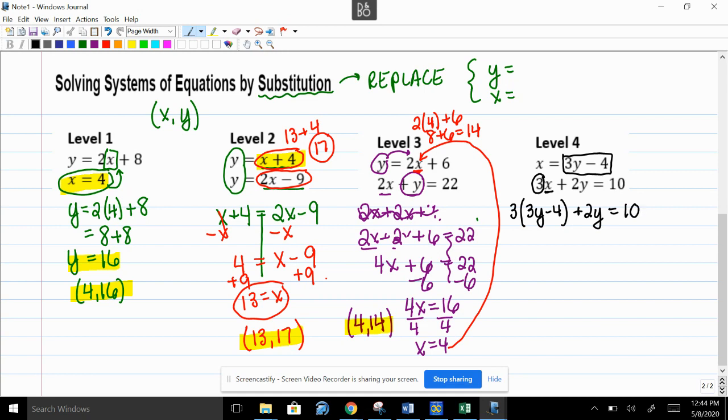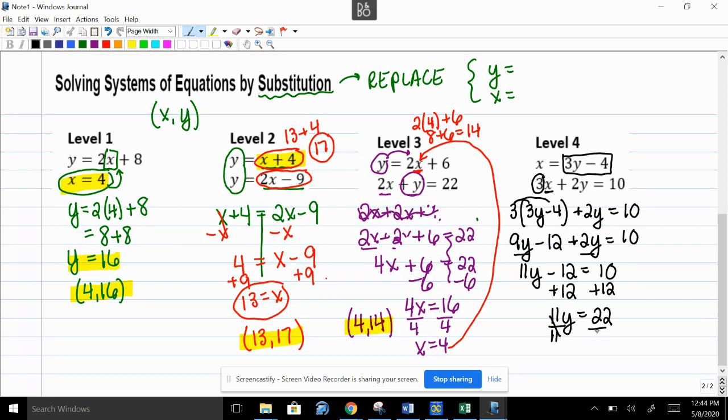Hopefully you guys understand that, right? You got to put the two things in there. The 3 does not go anywhere. So this means I'm going to have to distribute here. 3 times 3y is 9y minus 3 times 4, which is 12, plus 2y is equal to 10. Combine the like terms, a 9y and a 2y make an 11y minus 12 is equal to 10. I'm just solving here. Plus 12, plus 12, 11y is equal to 22. Divide both sides by 11. Okay, y is equal to 2.